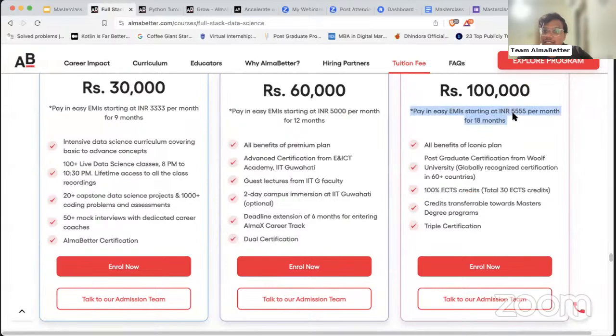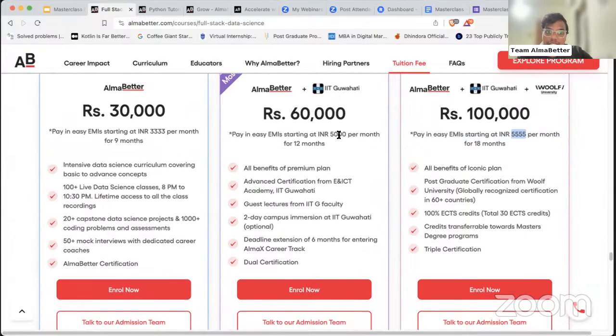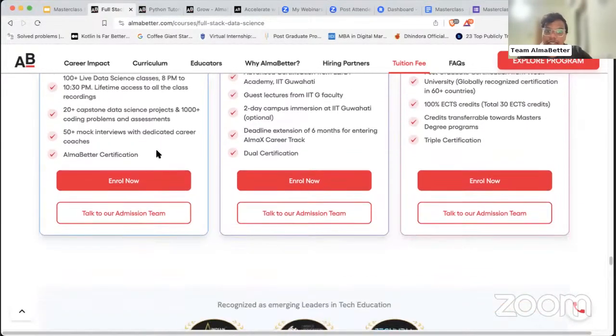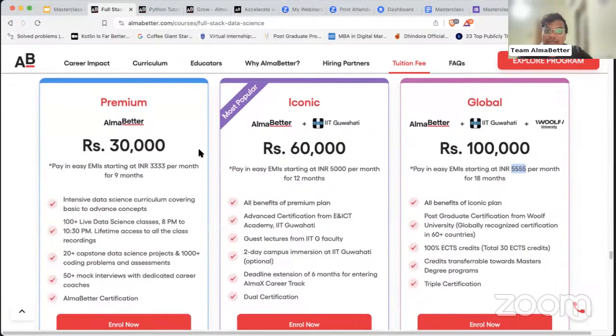As you can see, the EMI for this is very low, 5,555. And for this one, the EMI is 5,000. And for this one, it is 3,333. So they are much more affordable, I can say that.